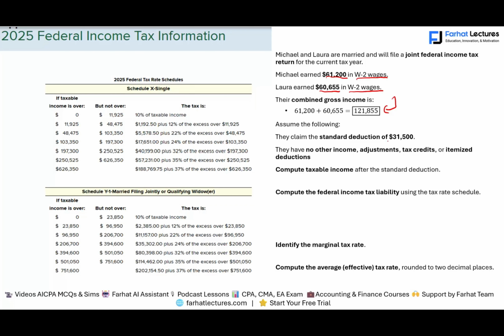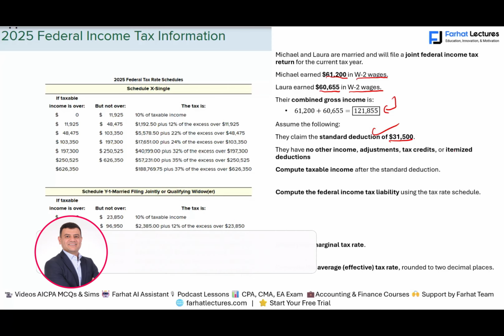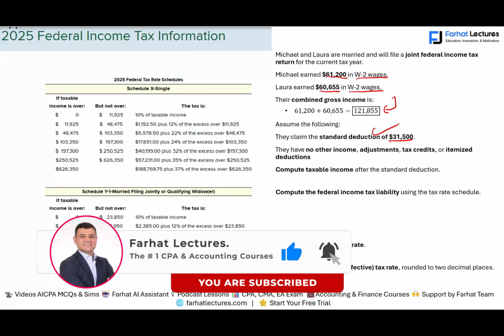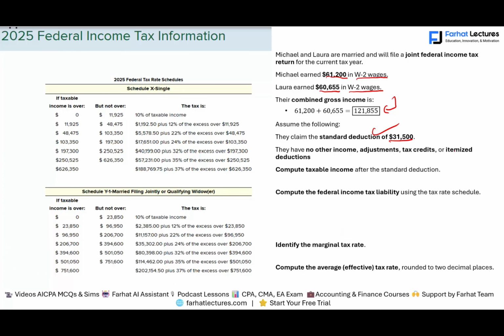$121,855. We will assume that the standard deduction for that year is $31,500. They have no other income, adjustments, tax credit, or itemized deductions. We're going to be taking the standard deduction. Now, if you don't understand itemized versus standard, don't worry about it. Look at those lessons. But this is just an illustration to show you how to compute the taxable amount, as well as the tax liability, the marginal tax rate, and the effective tax rate using both the schedule and the table. Let's go ahead and get started.